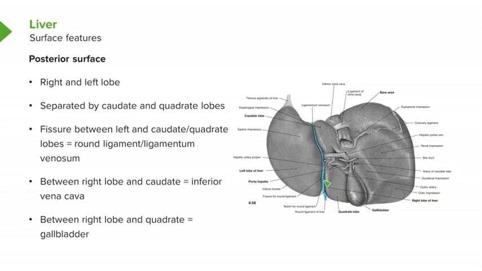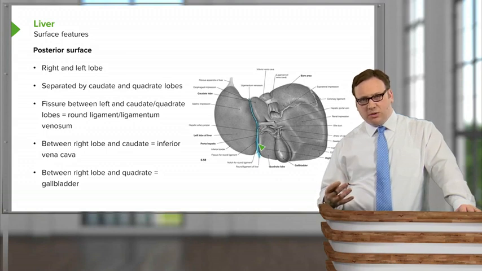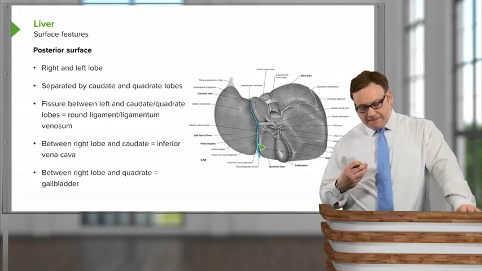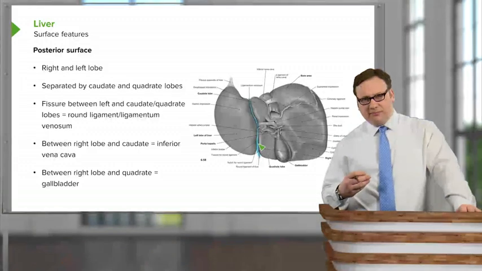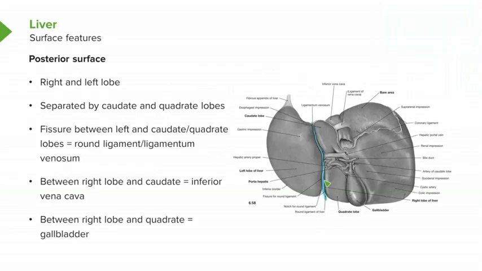Ultimately, this would be taking oxygenated blood from the placenta. It would bypass the liver, and this would go directly into the inferior vena cava. As we no longer have the placenta attached since we were born, this patent blood vessel, this umbilical vein, becomes fibrosed, and then we're left with the ligamentum venosum. That's running in this fissure between the left lobe and the caudate and quadrate lobes.